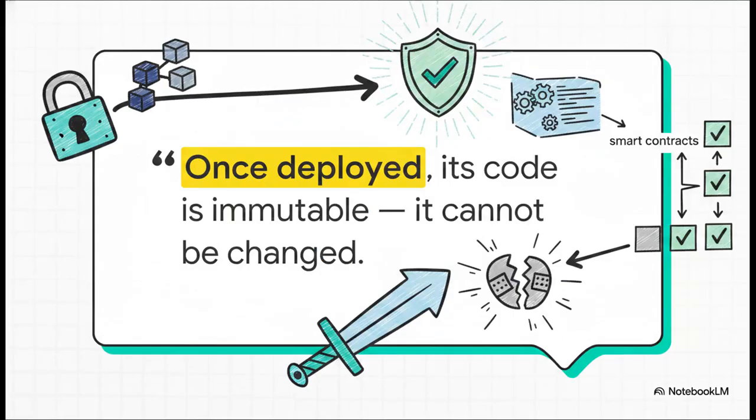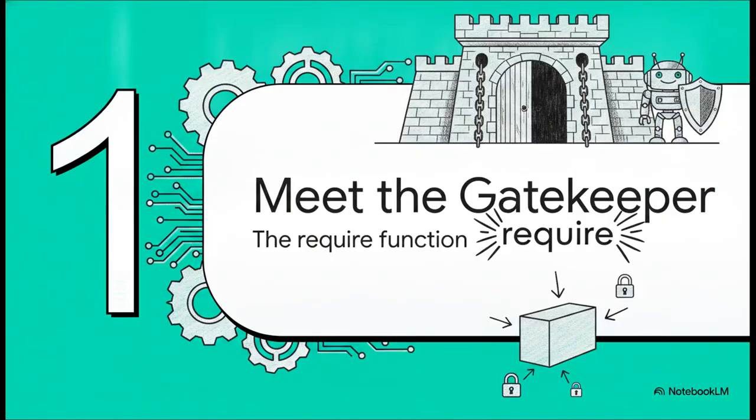And that brings us to the core reality of building on a blockchain, captured perfectly in this quote. Once deployed, its code is immutable. It cannot be changed. It's a massive double-edged sword. You get ultimate trustlessness. No one can just change the rules overnight. But on the flip side, you absolutely cannot push a quick Tuesday morning hotfix if you spot a bug. Because you can't change the code once it's live, you need an ironclad way to validate every single transaction before it actually runs. Which brings us to Section 1, Meet the Gatekeeper.